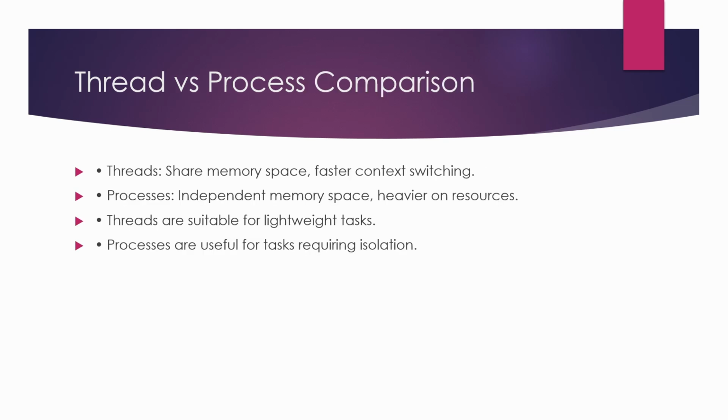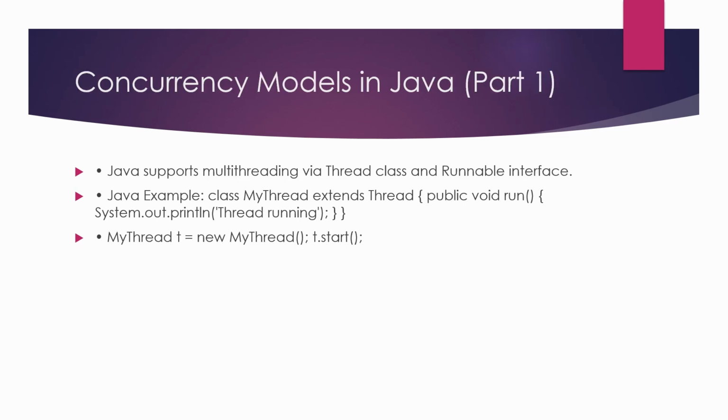So, what's the key difference between threads and processes? Threads share memory and resources, which allows for faster context switching. Processes, however, have their own independent memory space, making them more resource intensive. Threads are ideal for lightweight tasks, while processes are best suited for tasks that require isolation.